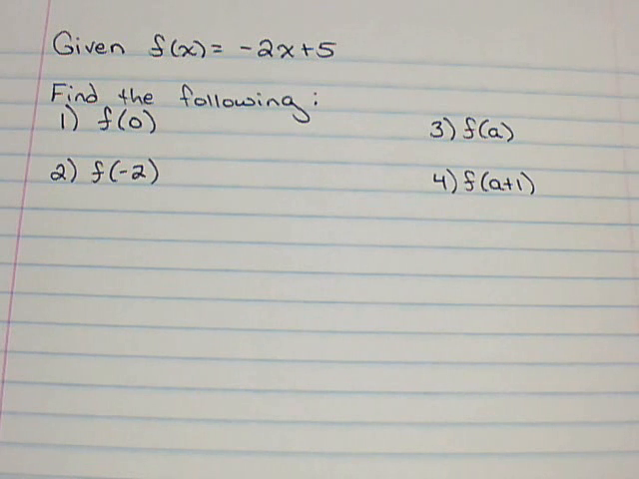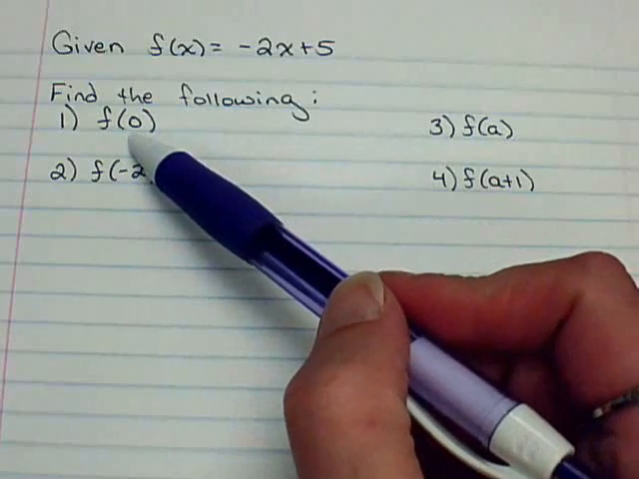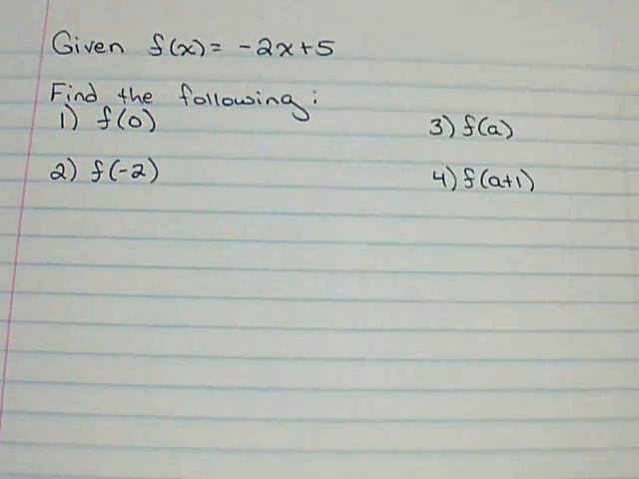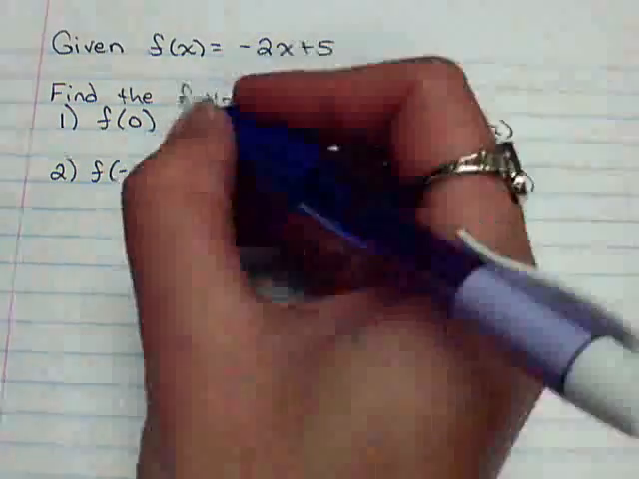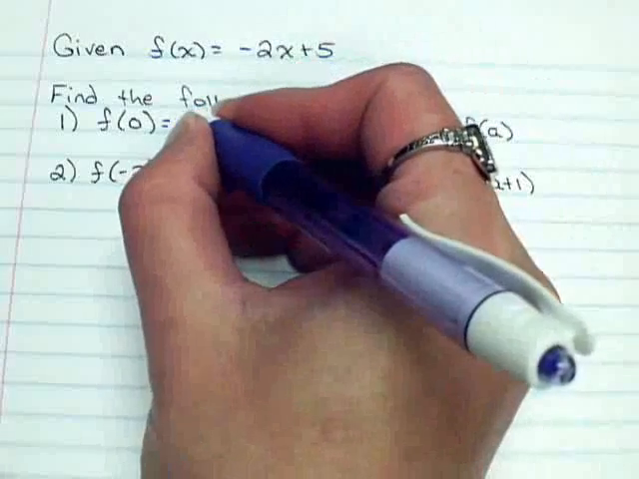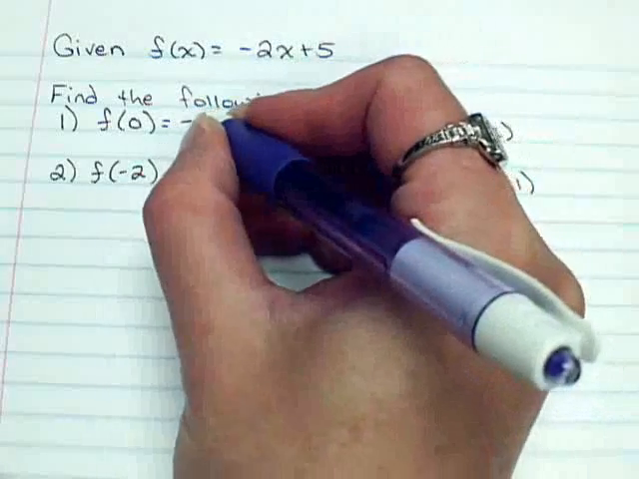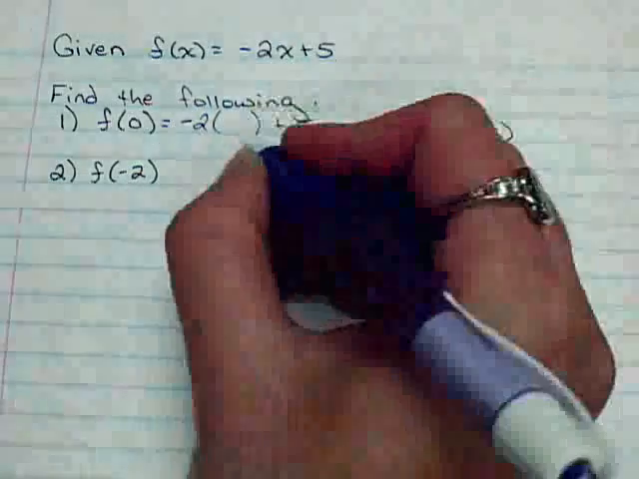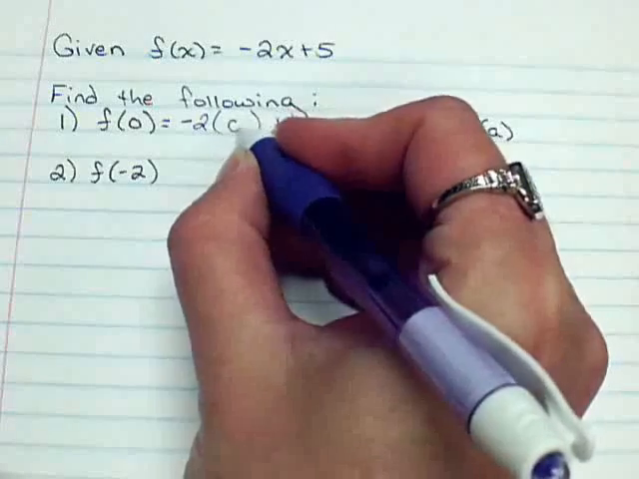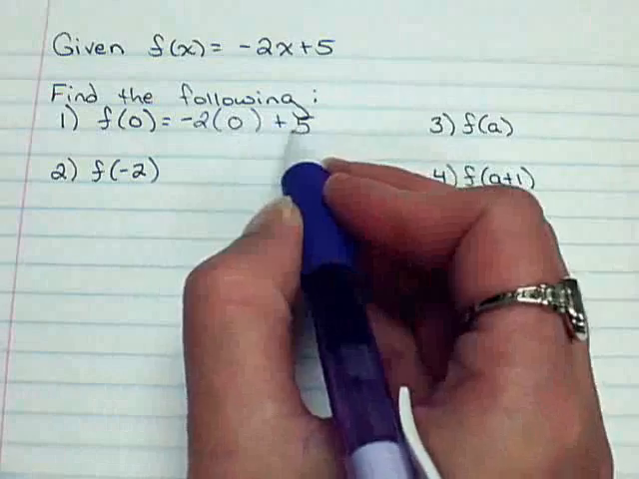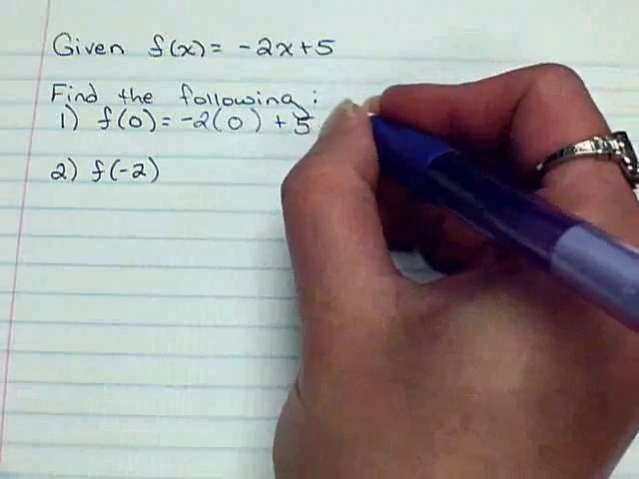Okay, let's review functions just a little bit. Let's remember what this means. F of 0, that means that my input is 0. Now this function says I'm going to take my input, -2 times whatever my input is plus 5, right? Well, it just so happens this one we have a specific input, and it is 0. -2 times 0 is 0, plus 5 is 5.